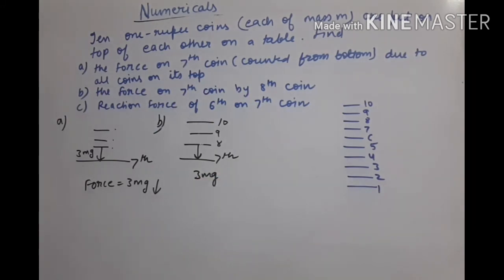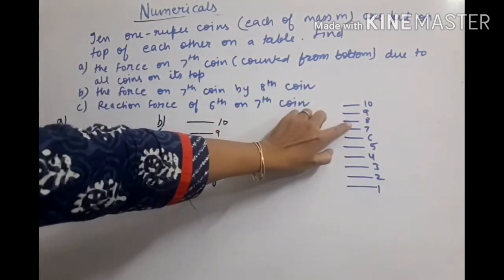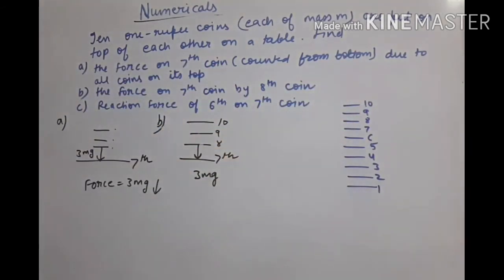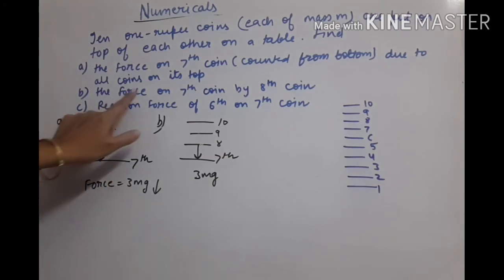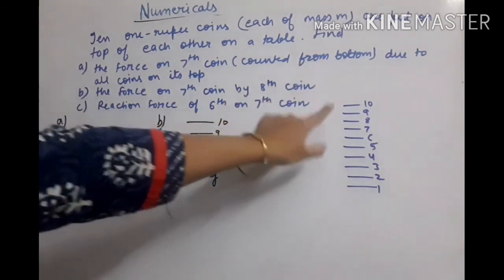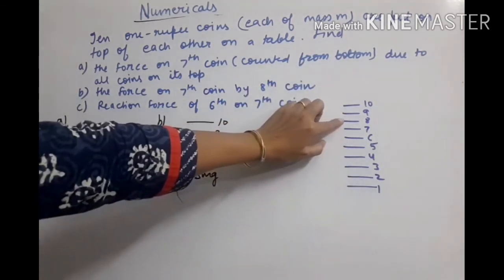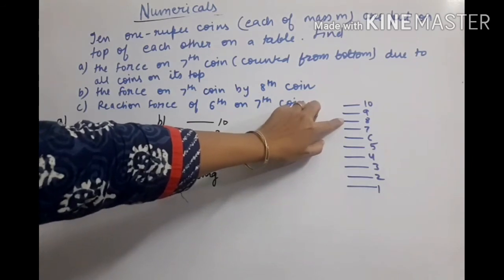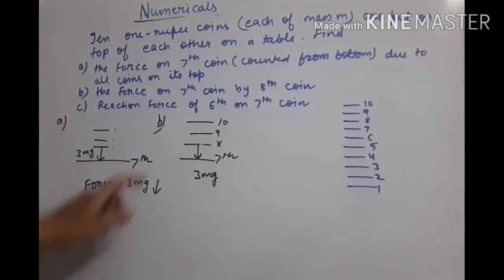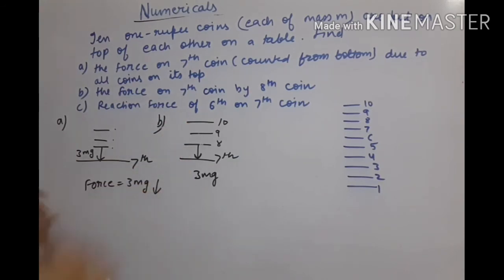If the 9th and 10th are removed, then only the weight of the 8th coin will work on the 7th coin. But what is the question? Force on 7th coin by 8th coin, and all the coins are still present. That means we have to count all the coins which are present on the 8th also. So the answer of B case is also 3 mg and its direction is also downwards. Now let us solve the C case.